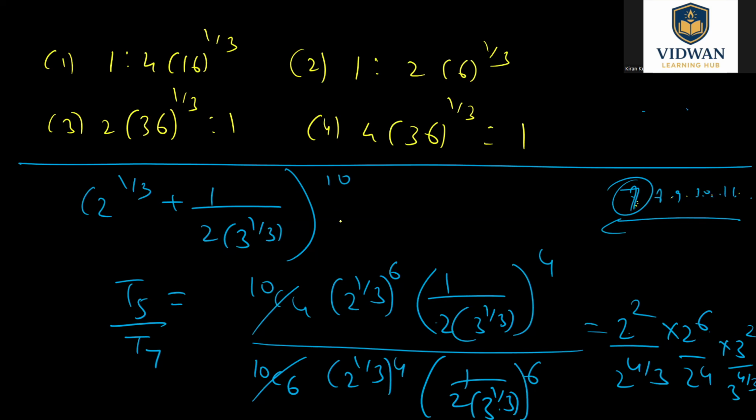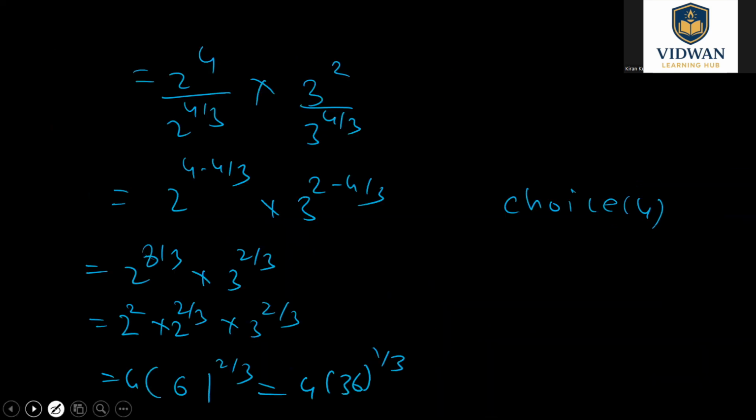Using this formula, to write T5 we take r equal to 4, taking n as 10. So nCr is 10C4, x^(n-r) is (2^(1/3))^(10-4), and a^r is the second term to the power 4. For T7, you put r as 6, then nCr would be 10C6, x^(n-r) means (2^(1/3))^(10-6), and a^r is the second term to the power 6. Since nCr is the same as nC(n-r), 10C4 will cancel with 10C6. The rest of the terms, when you simplify, give the answer 4 into 36^(1/3). So choice 4 is the correct answer.